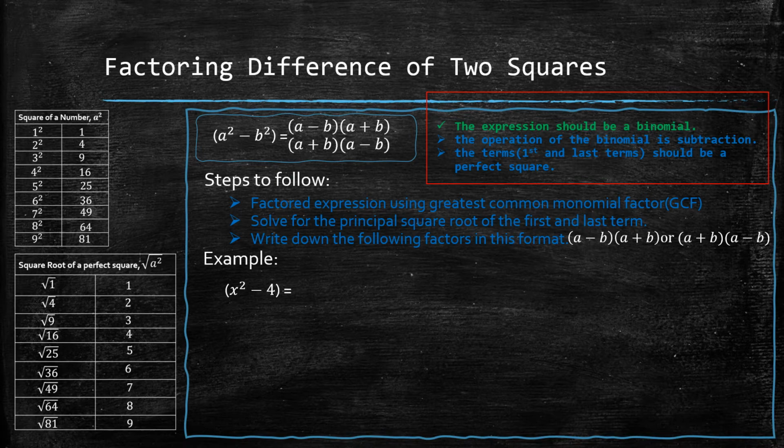Next, the operation of the binomial should be subtraction. Is the operation subtraction? Yes, so check na punta din na. Next, the terms first and last should be a perfect square. Is x squared a perfect square? Yes. Is 4 a perfect square? Yes. Di ba? Tanawa. Tanawa sa atong table, 4 is a perfect square. So, check ta din na.